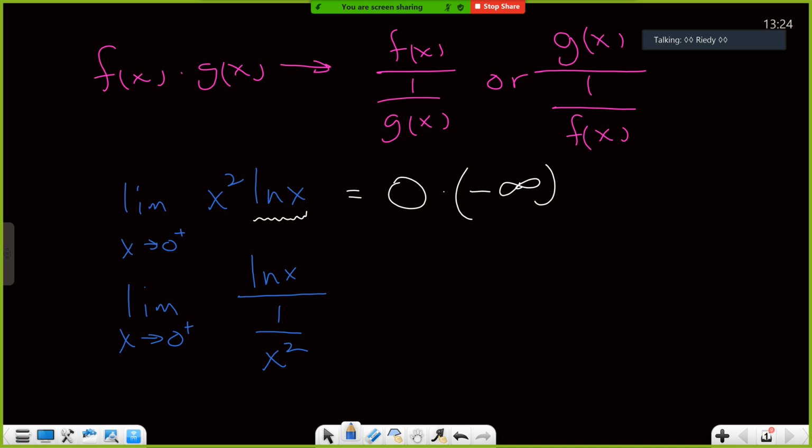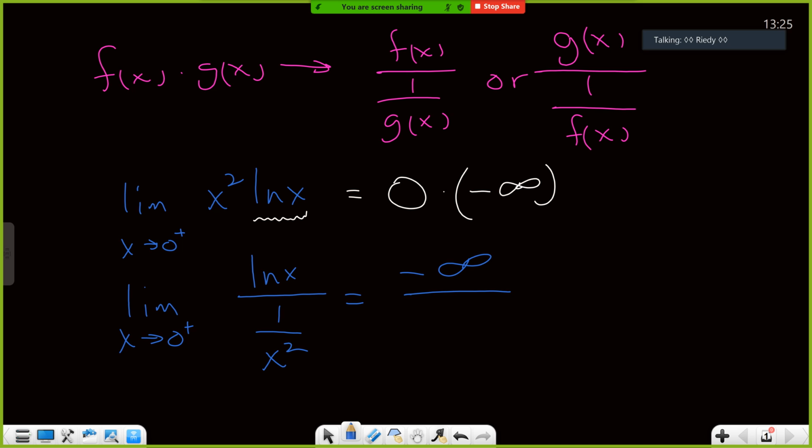Okay, so far. Algebra. Then we go through the whole process again. We've already beat a dead horse here. That's negative infinity. Now, what's 1 over 0 as you get really close to 0?